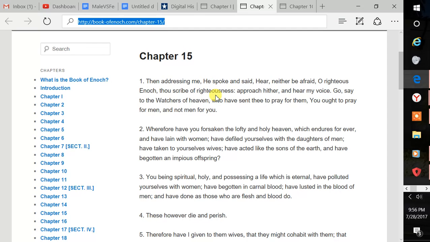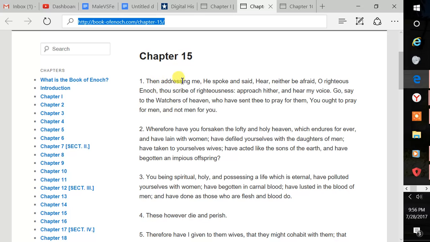Now this chapter 15 talks about how the angels left heaven. The sons of God left heaven, the angels, and came to earth and took wives of them. I don't want to read too much into it, but let me just read it from verse 1 so you can understand.